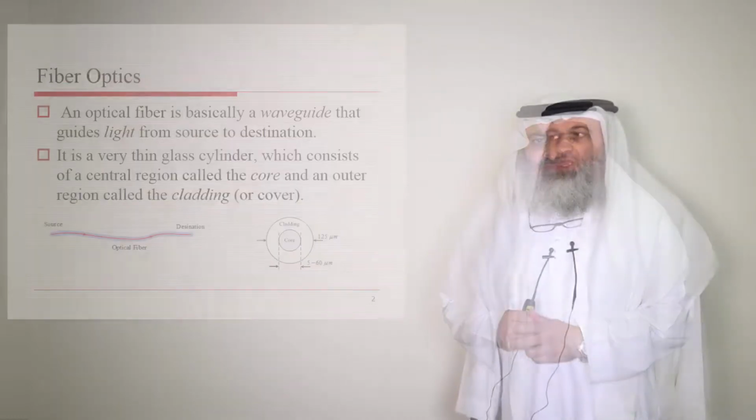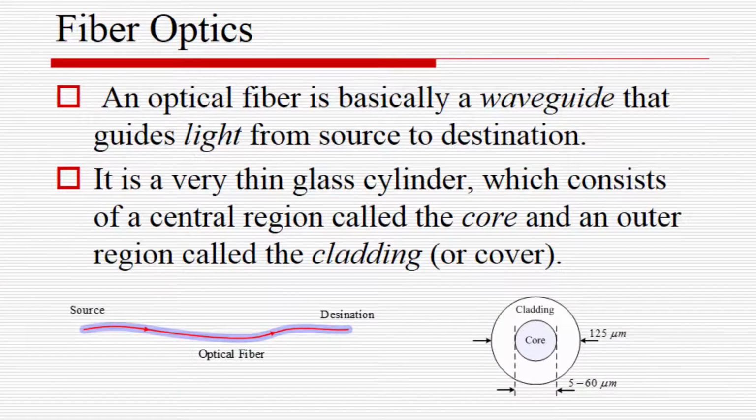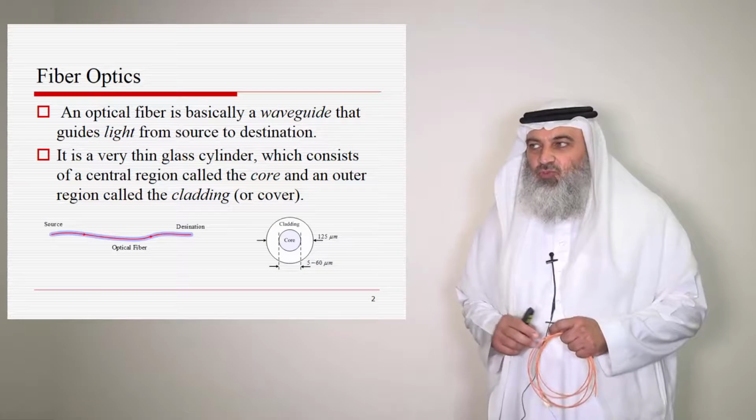Okay, that concludes the briefing on electromagnetics. Let's shift to the subject of fiber optics. What is an optical fiber? Optical fiber is a very thin glass. Basically, it's a pipe or a waveguide that guides light through it from point A to point B.